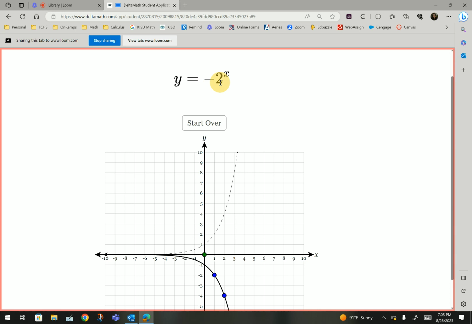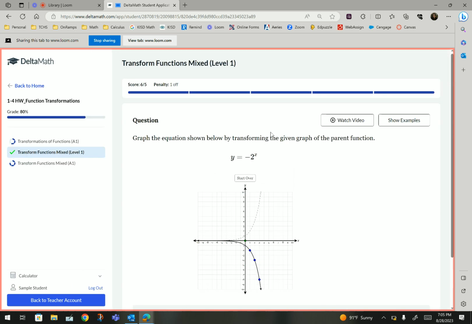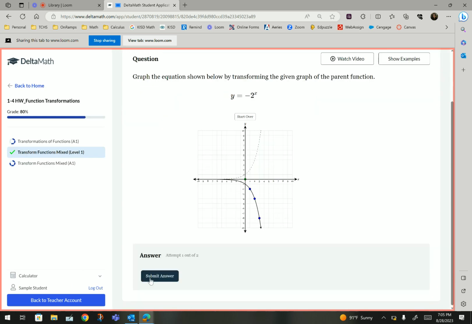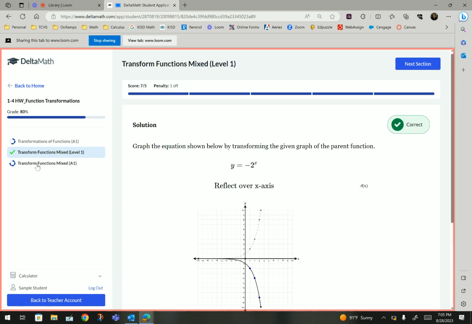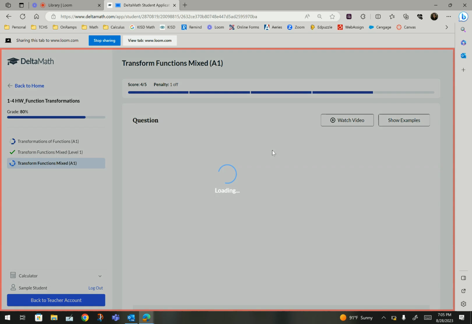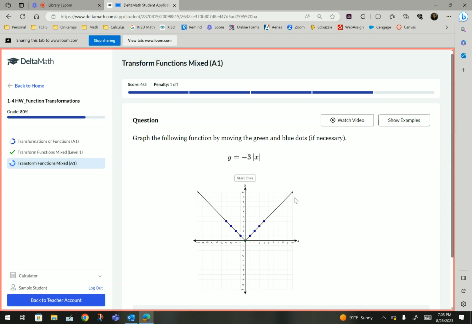Because remember, this 2 is the b to the x. That's just part of your parent function. So I am going to hit submit. And we are going to go to the last section. All right. So here's this last section.